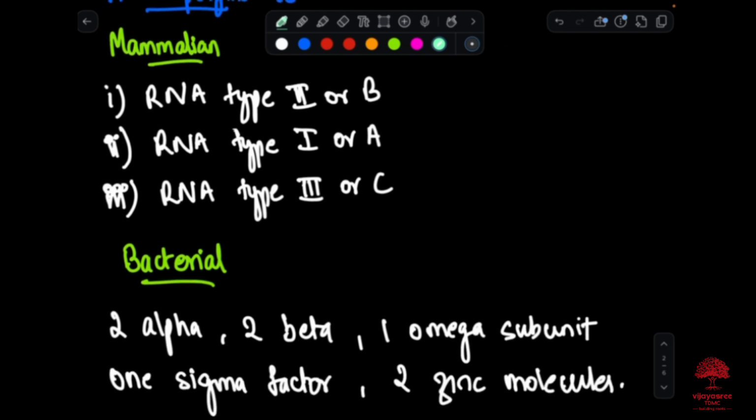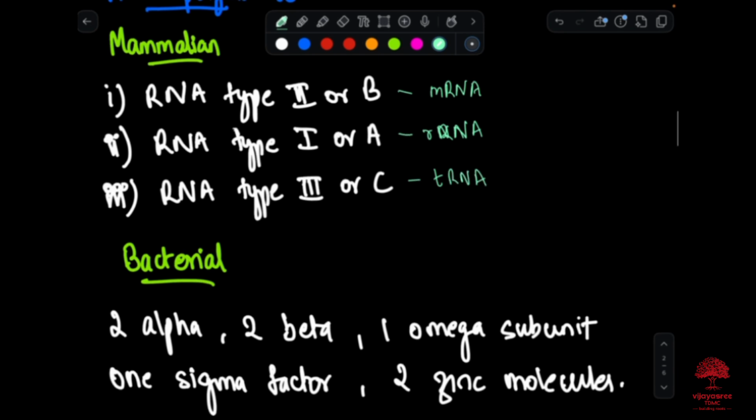So in mammalian cases, we have RNA polymerase type 2 or B, type 1 or A, and type 3 or C. Now type 2 or B is the main enzyme and it's the one synthesizing your mRNAs. And this is inhibited by alpha amanitin. Now type 1 or A is important as it synthesizes rRNAs, and type 3 or C is involved in the synthesis of tRNAs.